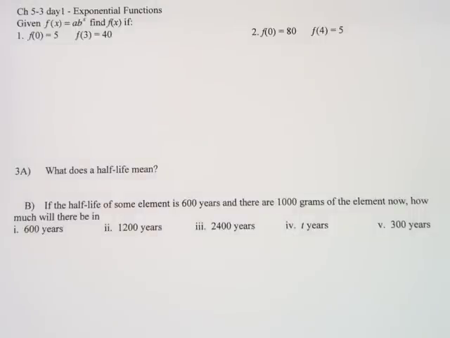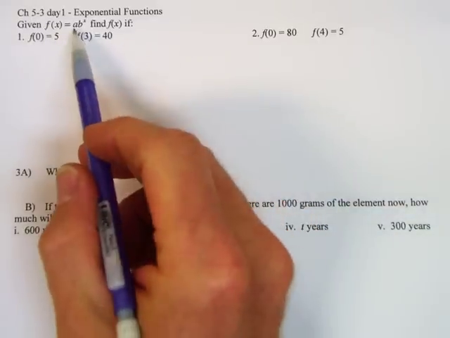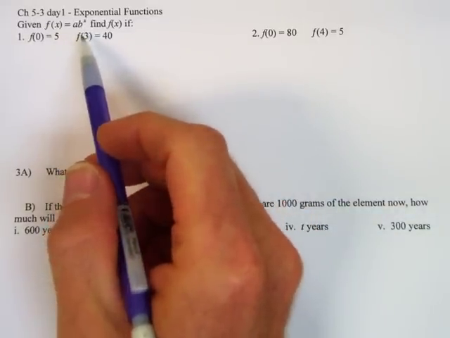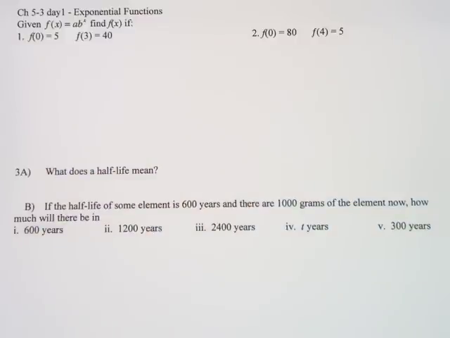Exponential functions. An exponential function is something that can be written of the form f of x equals a times b to the x. Find f of x if f of 0 equals 5 and f of 3 equals 40. Now there are two things we need to find here. We need to find a and b. Remember back when we've solved equations before, when there's two unknowns, we need two equations.